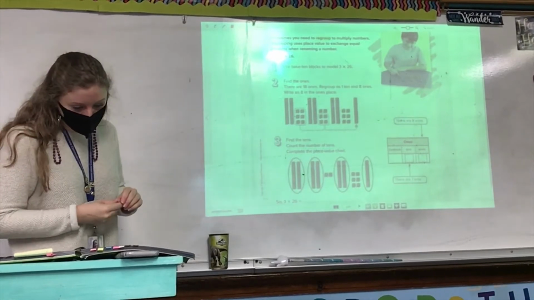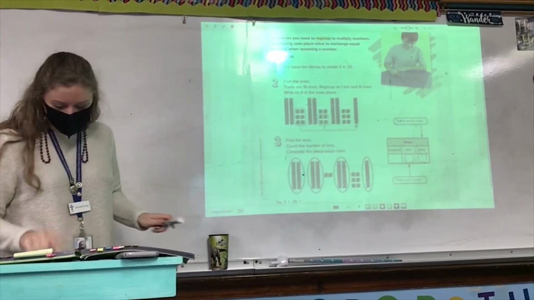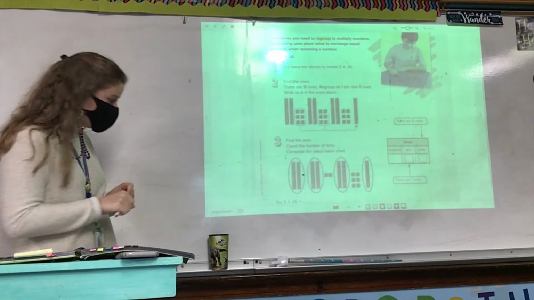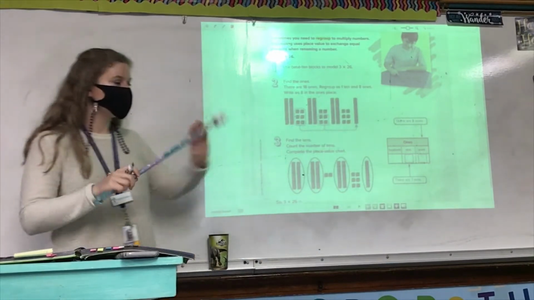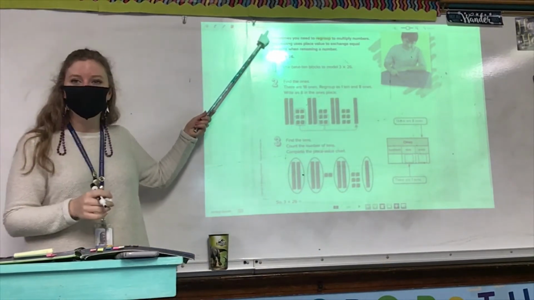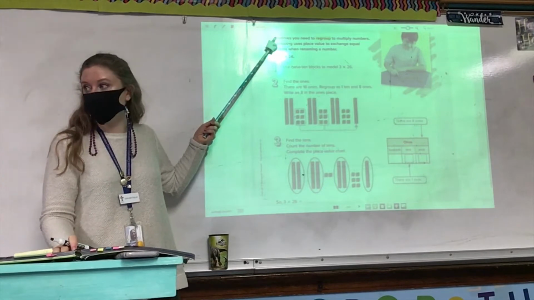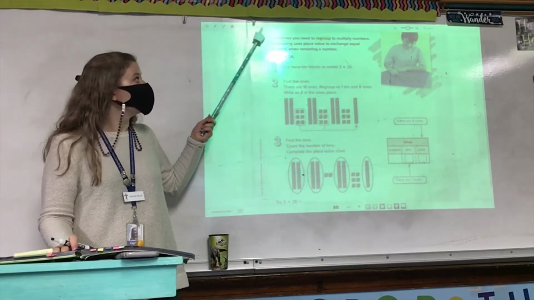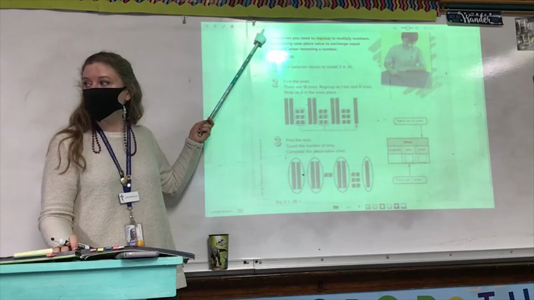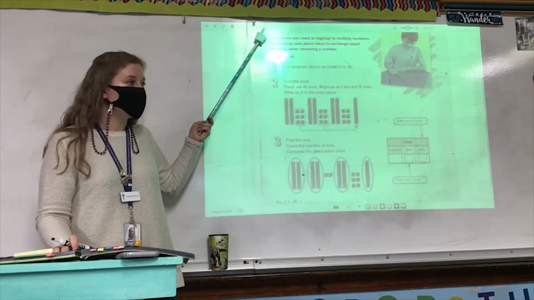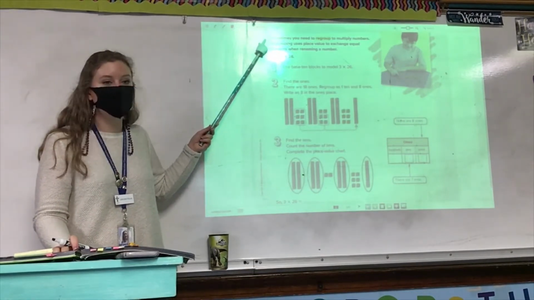So everybody, let's look at the build it. Everybody, finger or pencil on build it. When we have modeling lessons, remember build it is just like example 1. So finger or pencil on the build it. And go ahead and read in your head while I read out loud.